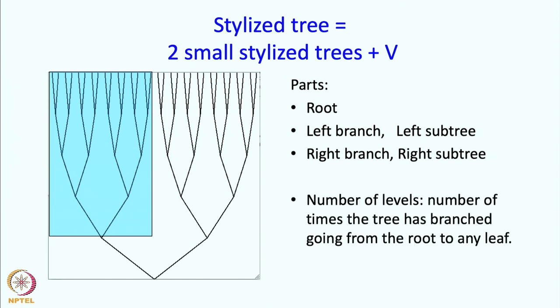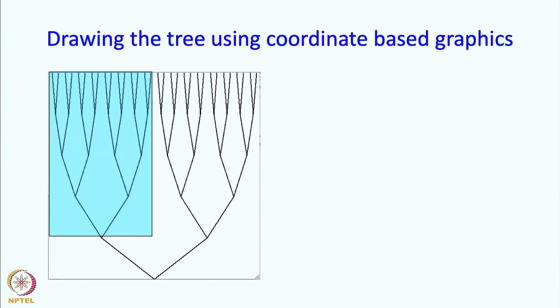Now we need to have a definition, that of the number of levels. We define the number of levels to be the number of times the tree has branched going from the root to the top. The top is also often called leaf in a metaphorical sense. I mean, the bottom is the root and the top is a leaf. So this tree, how many times has it branched? Well, it has branched over here, over here, at this level, at this level, and at this level. So there are 5 levels at which it has branched, or this tree, we will say, has 5 levels. Okay? All right. So we can now think about drawing the tree.